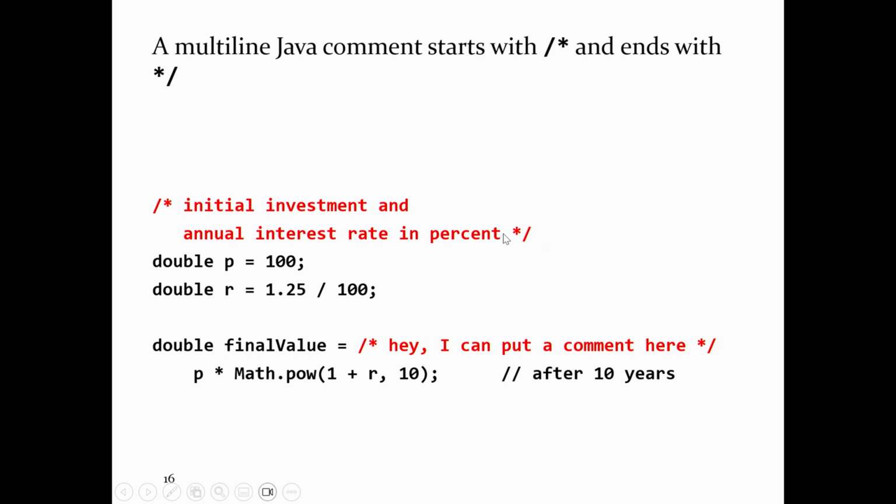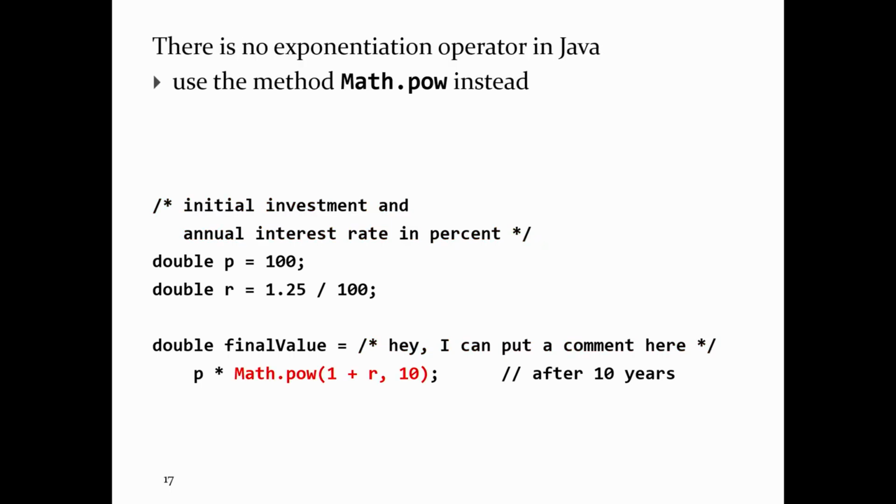Now, occasionally what's useful is to insert a comment somewhere in the middle of a line. If you want to do that, that's where the multi-line comment comes in handy. I can insert a comment into the middle of an expression in this case. So /*, hey, I can put a comment here, */, and the rest of the expression follows on the next line, or even after the comment. So there's two forms of commenting in Java. Again, no exponentiation operator in Java. If you want to compute the exponent, you have to use Math.pow instead.